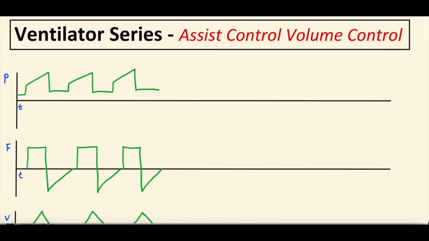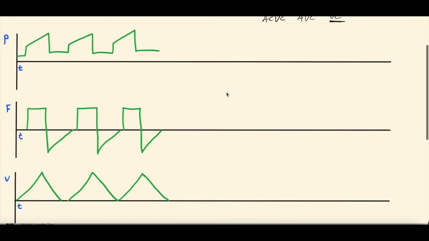So assist control volume control, or ACVC, or assist volume control, AVC, or simply volume control. And this is what it's often referred to in the clinical arena, and that's what we're going to use for the rest of the video, is just call it volume control, although we're talking about assist control, volume control. And we're going to use scalars to understand this. But before we dive into that, we wanted to just talk about volume control, what that meant.